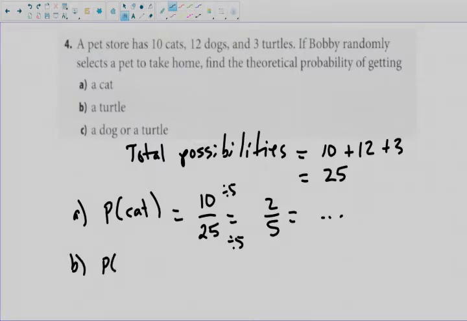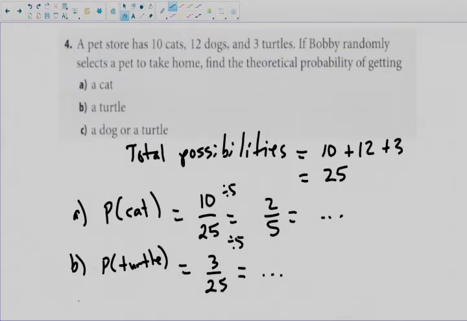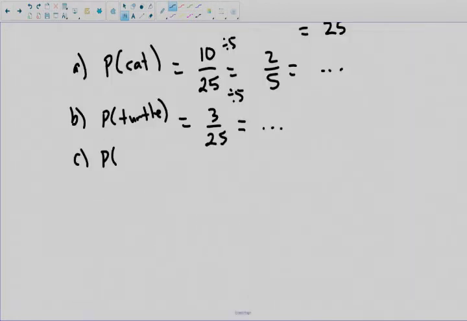Probability of getting a turtle. Well, there are 3 turtles out of a total possibility of 25. Now, this is not reducible as a fraction, but you can calculate the decimal and the percentage, which I'll let you do. And the last one is the probability of a dog or a turtle.